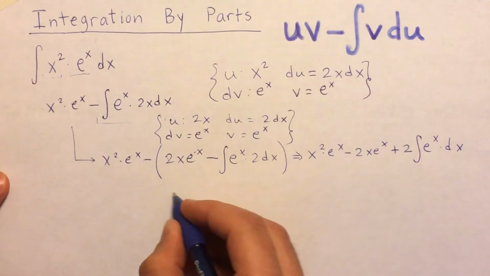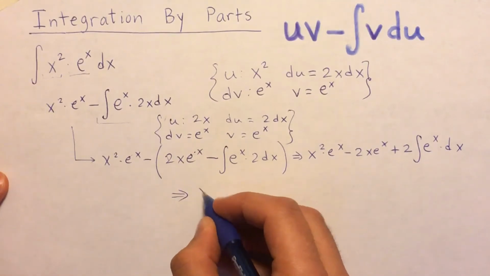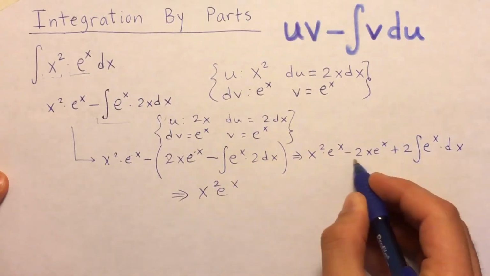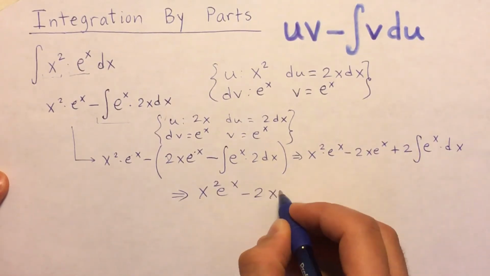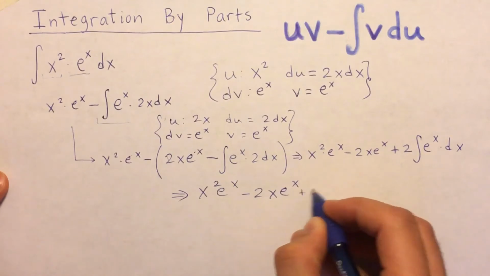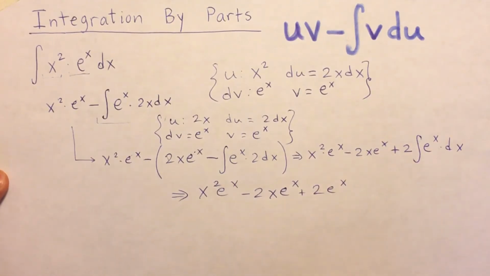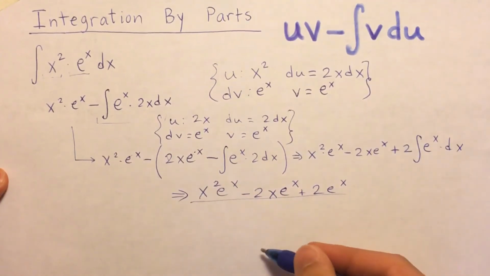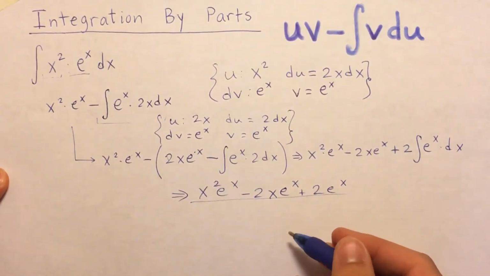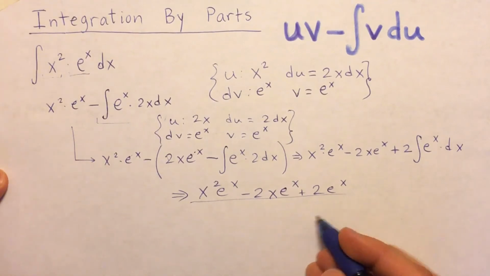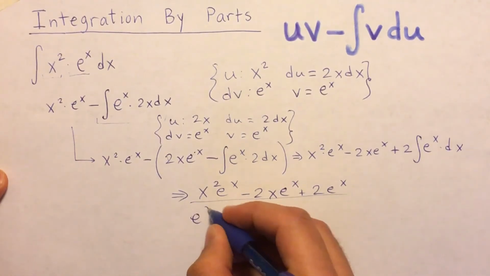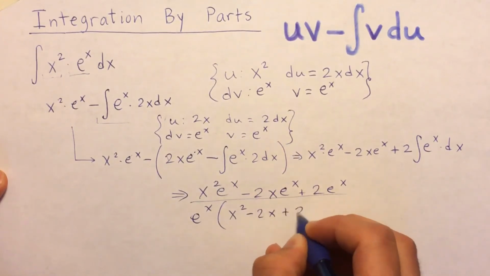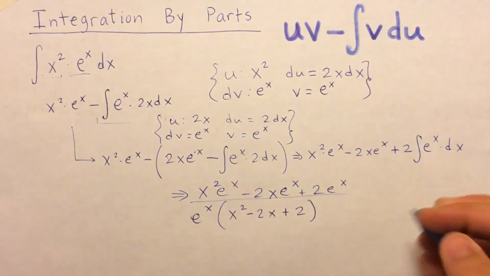So then finally your answer would be x squared e to the x, minus 2x e to the x plus 2e to the x. Now, this is an acceptable answer, but if your professor or teacher wants you to simplify it to the end, you could factor out e to the x, and then you'd be left with x squared minus 2x plus 2. And that would be it.